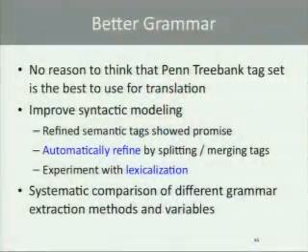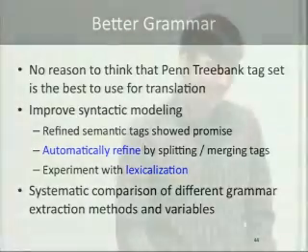So I'll just whiz through these. There's only 2 or 3 slides left. Another agenda item is better grammar. There's no reason to think that the Penn Treebank tag set is especially good for translation, and in fact, there are lots of reasons to think that it's not capturing the distinctions that you want to make. The refinement that we made to it with the semantic tags showed some promise, but I really think that's probably not the correct way of doing it.